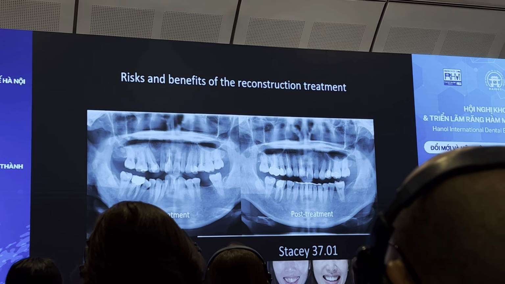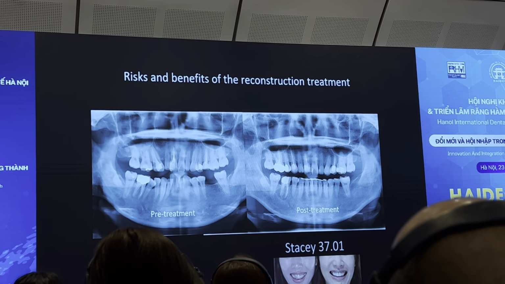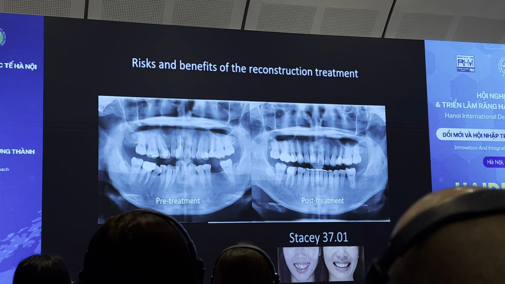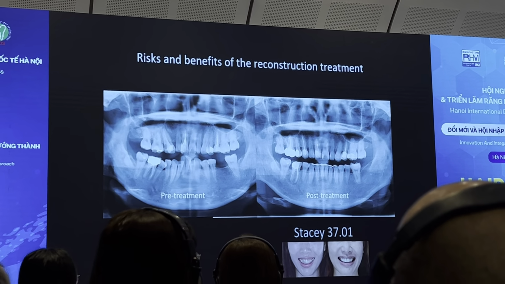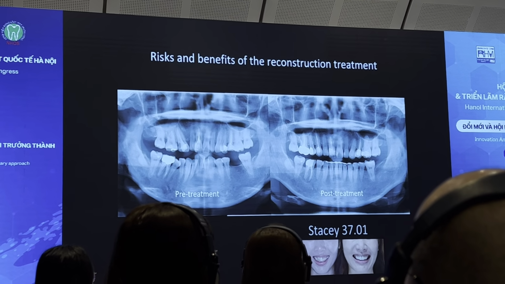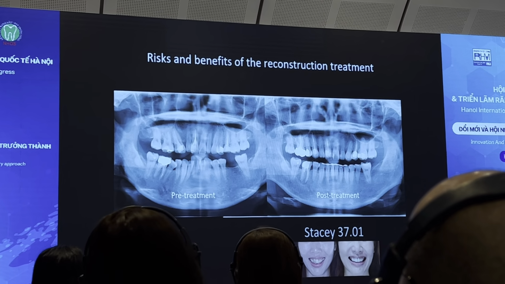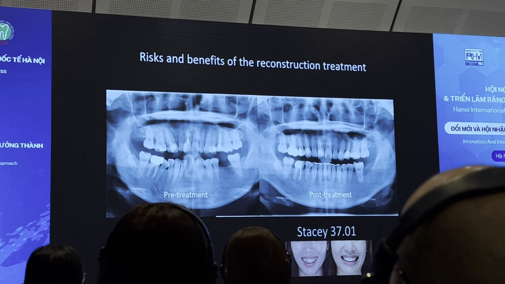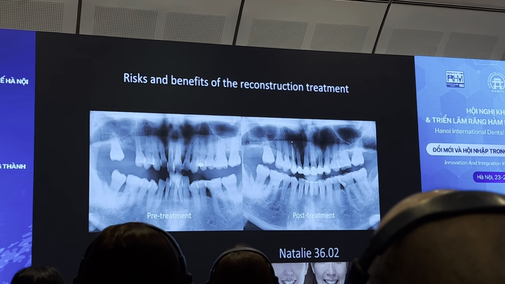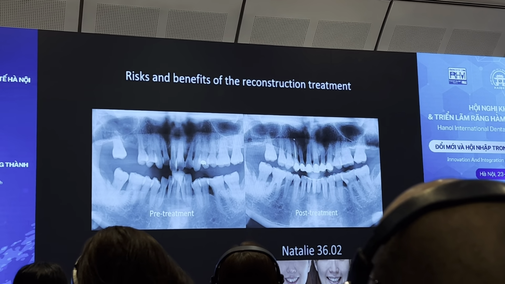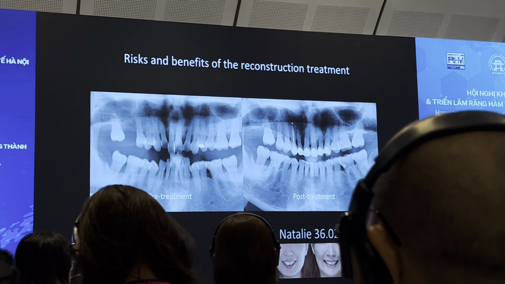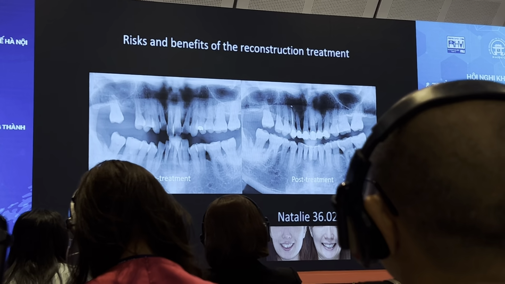However, does careful and meticulous planning eliminate all the complications? You have already seen a lot of problems which happened in my cases. For Stacy, root canal therapy was needed for 1/3 even though I was able to bring the roots back into the bone. And for Natalie, 1/3 required root canal therapy in the end, and there was a periodontal flare-up of the upper incisors and root resorption of the lower incisors.